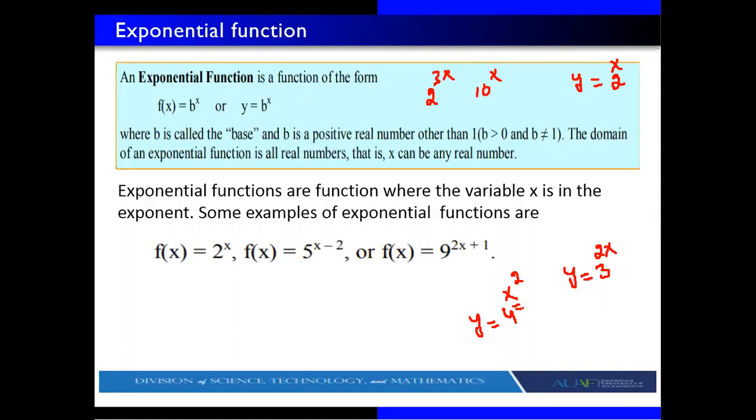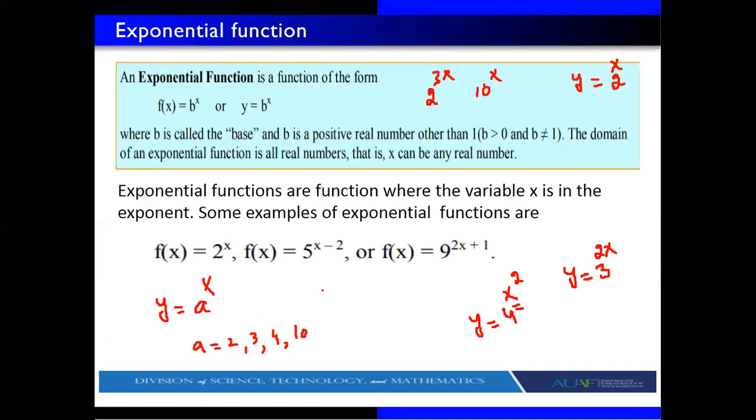Exponential functions are of two types. One is called the natural exponential function, and the second one is called the general exponential function. General means, for example, the general form is y is equal to a power x, where a is a constant number, like 2, 3, 4, 10, possible. This is called the general exponential function.